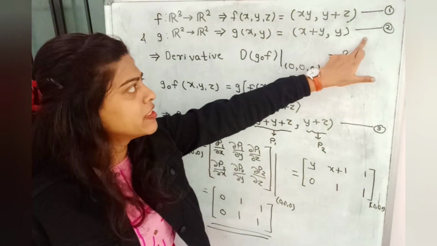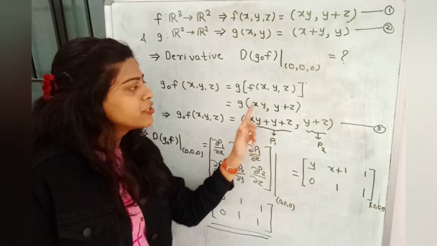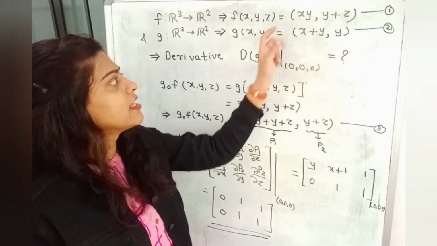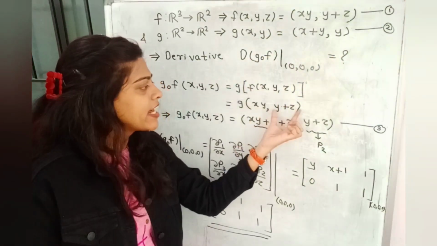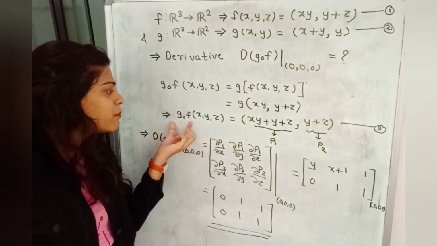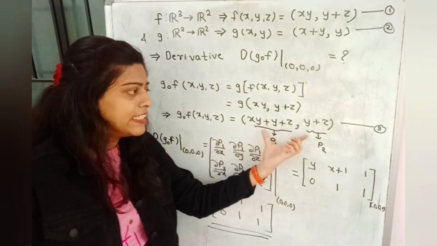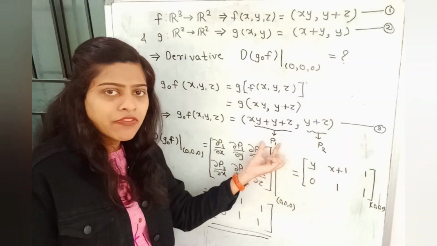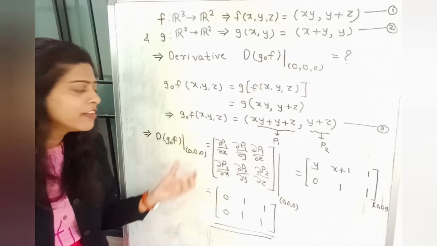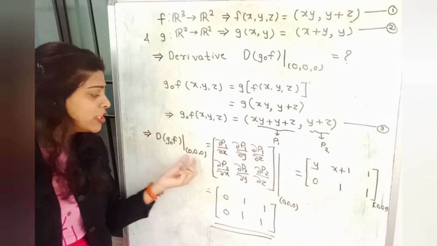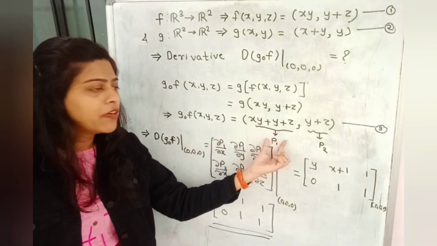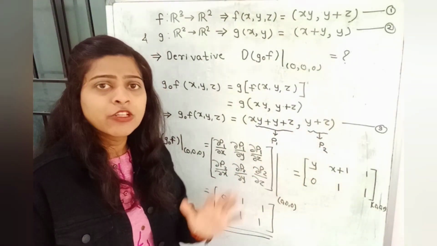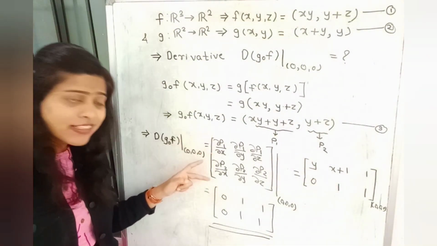By equation number 2, the first tuple should be addition of first tuple and second tuple, that is xy plus y plus z, comma the second tuple is nothing but only the second number, which is y plus z. So we have g composition f of xyz equal to this tuple. We denote it as equation number 3, and we denote the first tuple as p1 and the second tuple as p2. Now to find the derivative of g composition f at point 0 0 0, we take the derivative of p1 with respect to x, y and z. Similarly, we take the derivative of p2 with respect to x, y, z. So the first row is for p1 and the second row is p2.